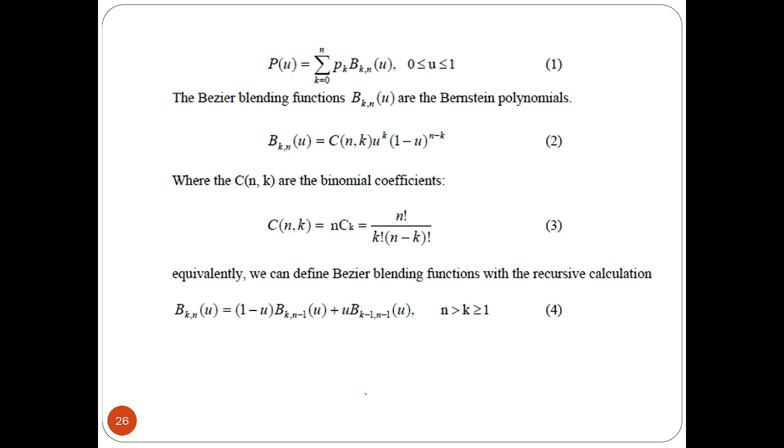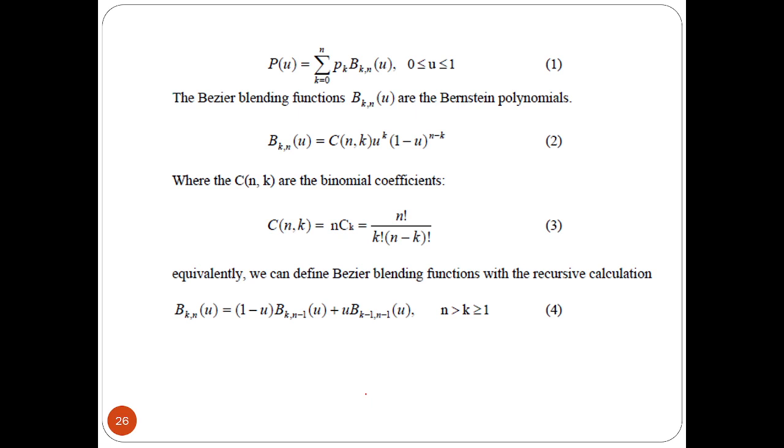The Bezier blending functions Bk,n are the Bernstein polynomials: Bk,n of u equals C of n,k u to the power k times 1 minus u to the power n minus k, where C of n,k are the binomial coefficients. C of n,k equals n choose k, which equals n factorial divided by k factorial times n minus k factorial.